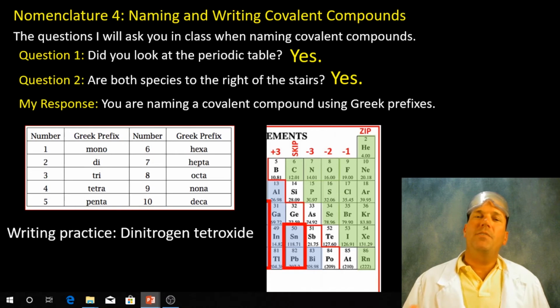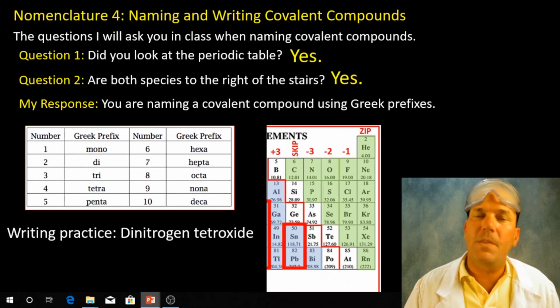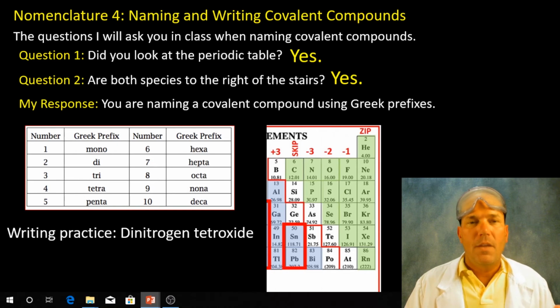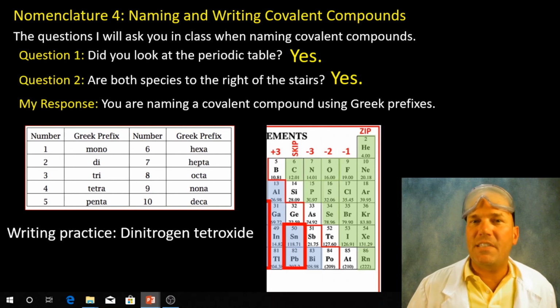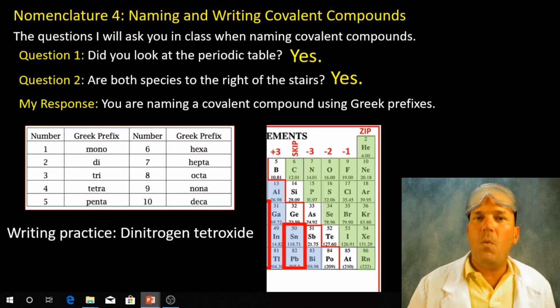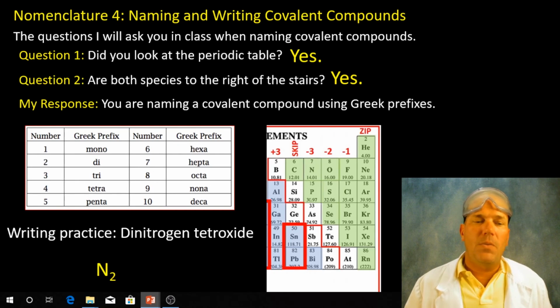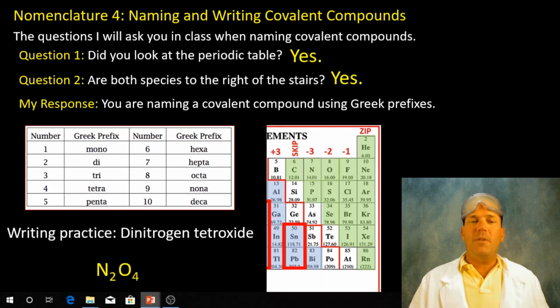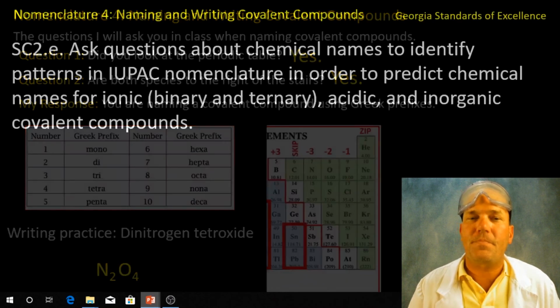Let's get some practice writing the formula. So pause the video and try to write the formula for this compound. We have dinitrogen, which means there are 2 atoms of nitrogen, tetroxide, which means there are 4 atoms of oxygen. And so this is the correct formula for dinitrogen tetroxide.